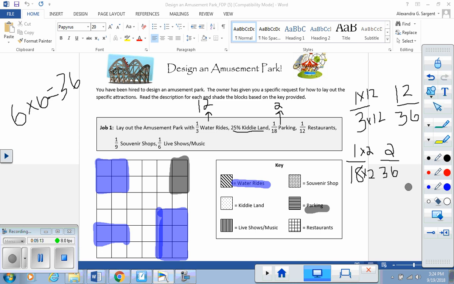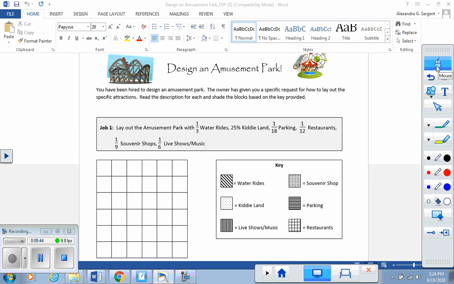And you are ready to solve the rest of these and fill in the rest of your grid. If you didn't want to fill in your grid the same way that I did, then by all means change it. I'm just doing this as an example. So you can put your 12 water rides wherever you want and your 2 parking spaces wherever you want. But you should have 12 water rides and 2 parking spaces in this first grid. And then you should be able to figure out the rest of the things that are in it.